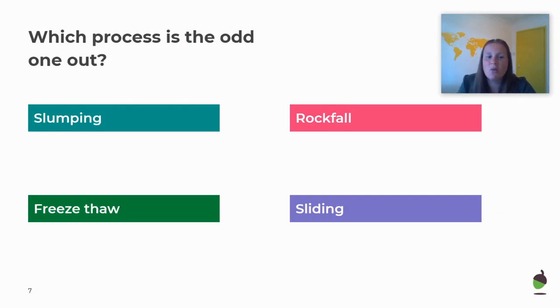Which process is the odd one out? You've got 4 to choose from. 5 seconds, get thinking. And we're going for freeze-thaw. Tell me why now. Why is freeze-thaw the odd one out? Yes. So you've got sliding, slumping and rockfall are the three types of mass movement. Freeze-thaw is a type of weathering.